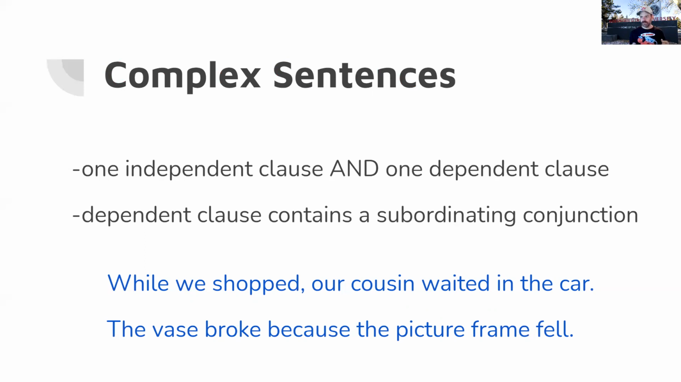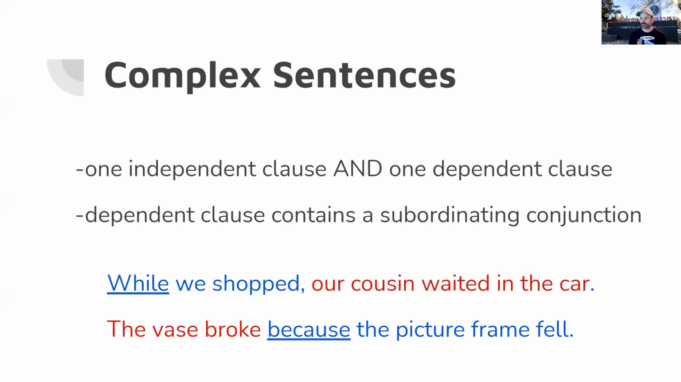In our second one, the vase broke could be an independent sentence. The picture frame fell could be one, but it's connected to, again, the subordinating conjunction because, and that makes it a dependent clause. So we're going to look at ways to diagram these to better understand how the components are working. Okay, so just there we can see underlined are our subordinating conjunctions. The blue part is the dependent clause. The red part is the independent clause.